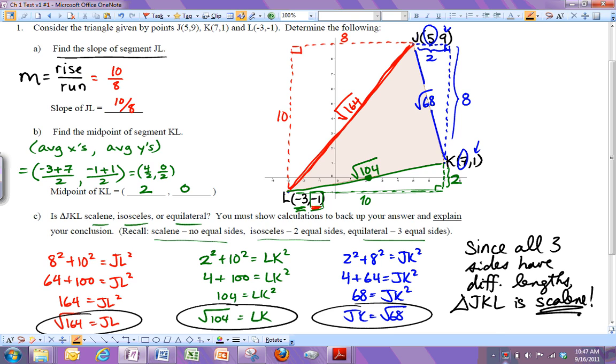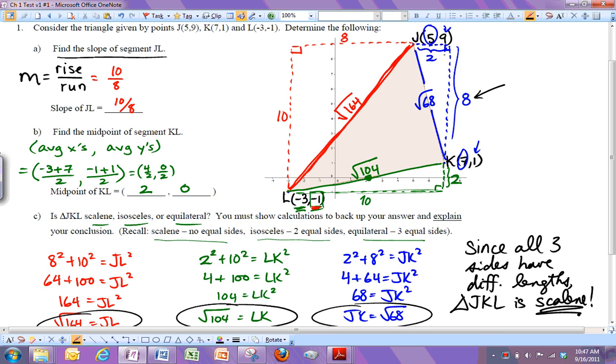Okay, hope that helps. Rewatch it if you got stuck on any part, especially if you're having trouble drawing these slope triangles here on the sides, or if you're having trouble with these calculations of how long those things are. If you watch this video a couple times and you're still stuck, definitely come talk to me about it, okay?